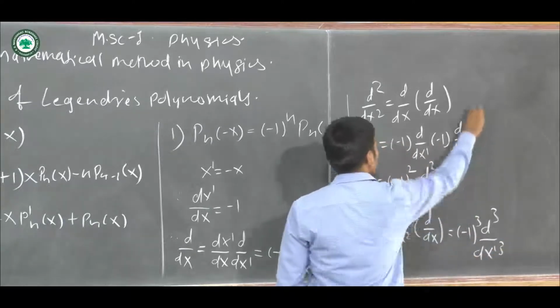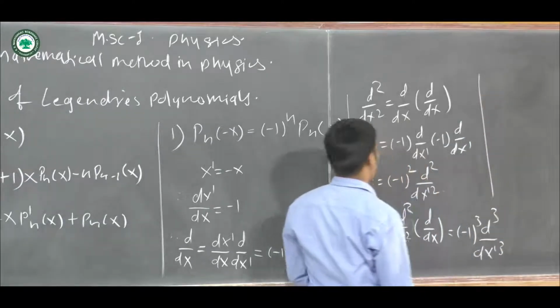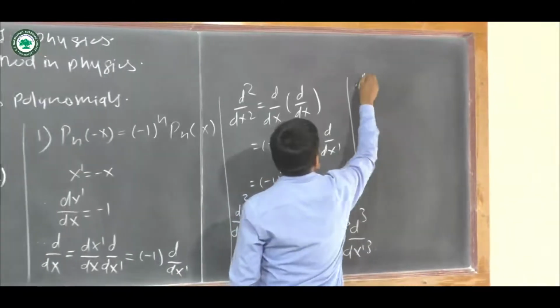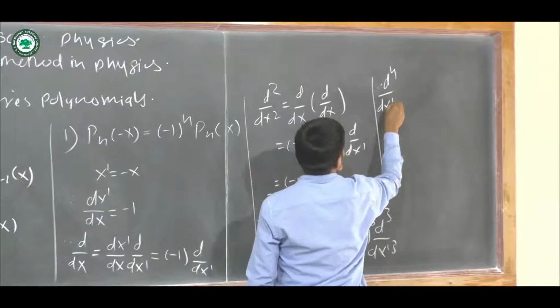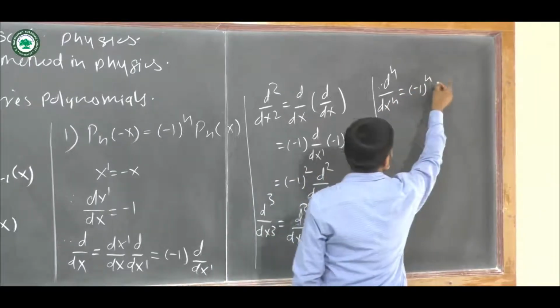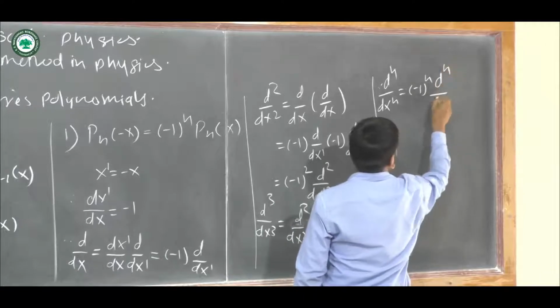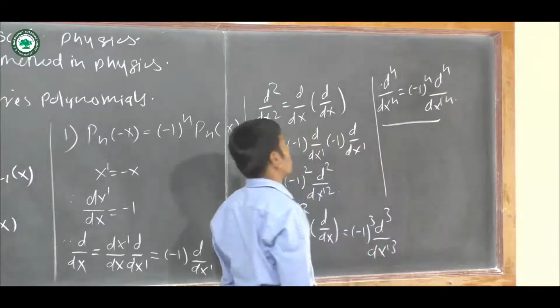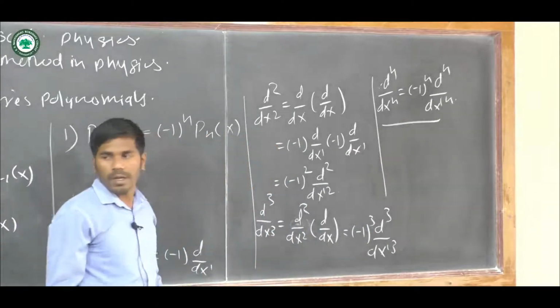Okay, so like this we can write for n terms. So it is d power n by dx power n is equal to minus 1 power n into d power n by dx prime power n. Okay, so this is about d power n by dx power n.